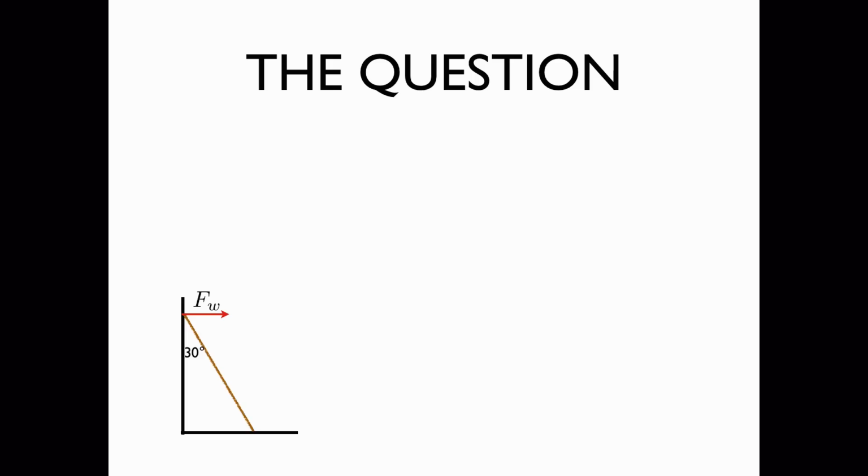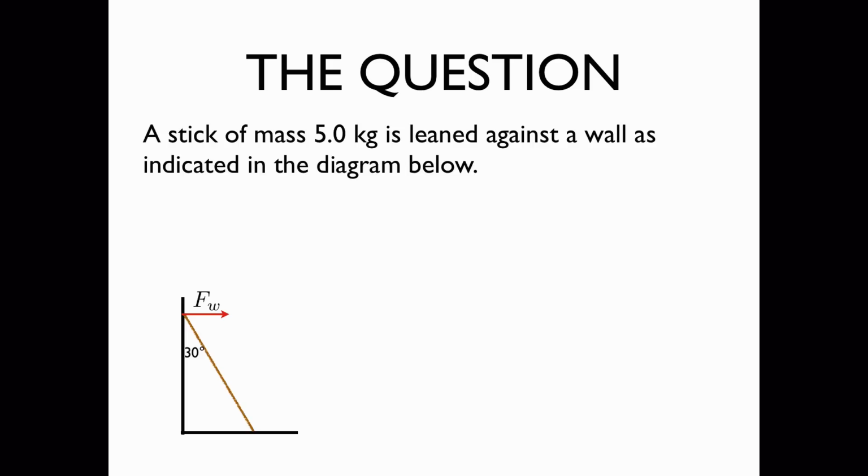This is video 10.2. In it, we will be balancing torques. The question: a stick of mass 5 kilograms is leaned against a wall as indicated in the diagram below. We'd like to know, what is the force of the wall on the stick?